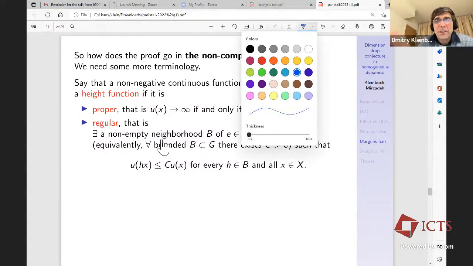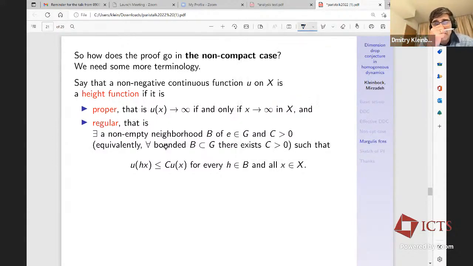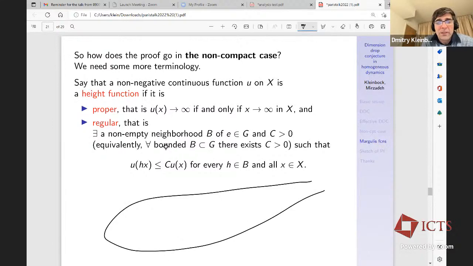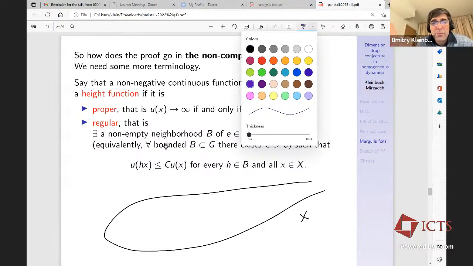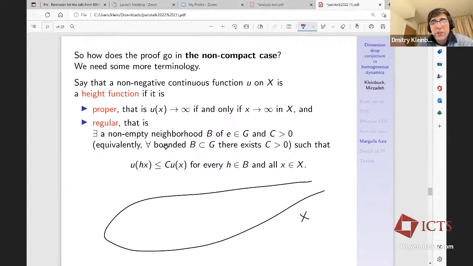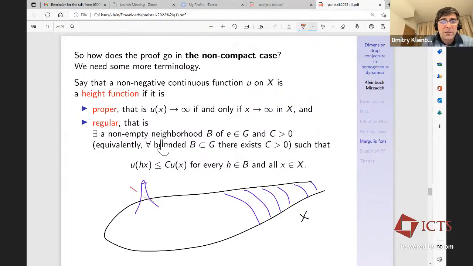And this technique essentially is designed to describe the structure of the space at infinity. Okay, so in general, if you have this X, which is not compact, you pick a function U, a positive continuous function on X, and you say that it's a height function if it is proper and regular. And proper means that if you look at its level sets, then they just go to infinity. So you cannot have a situation where this U actually blows up at a finite part of the space, right? So this is not allowed.